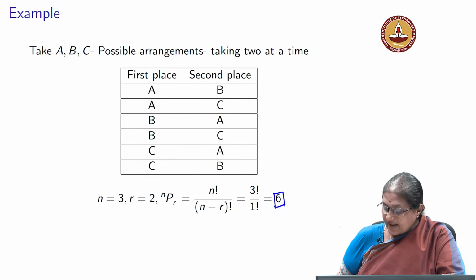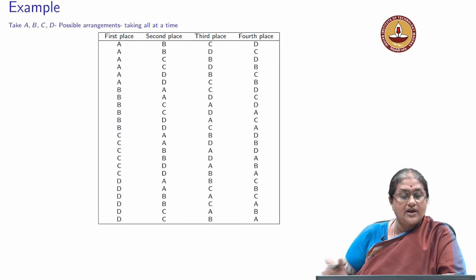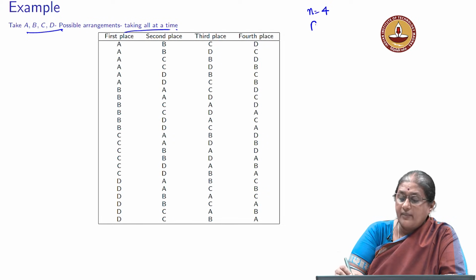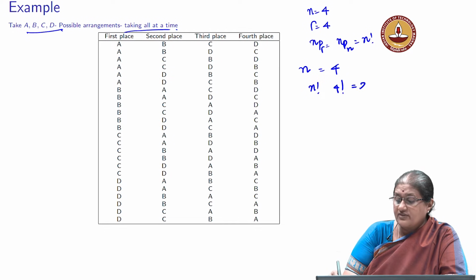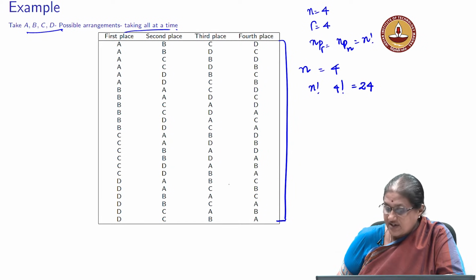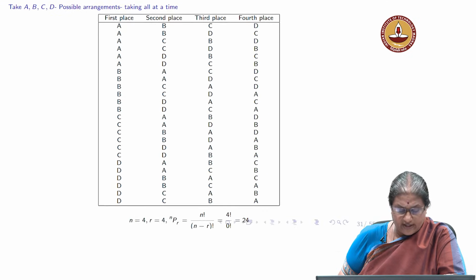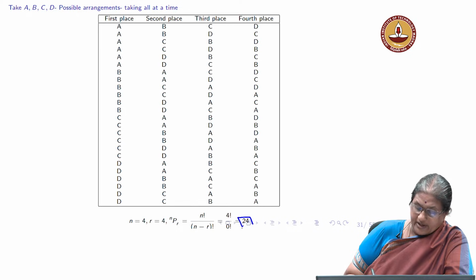Now, let us look at the third example which we considered. In the third example, I had all possible arrangements of A, B, C, D taking all at a time. So, here n equal to 4, r equal to 4, it is again nPr, which is the same as nPn, which is equal to n factorial. Here n equal to 4, so 4 factorial, which is 24, and I have 24 possible arrangements here. So, you can see that when I am looking at all at a time, I have 4 factorial, which is given by 24.